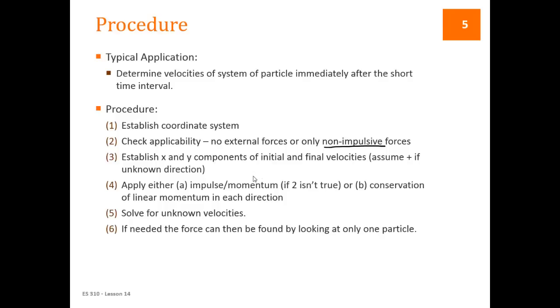Some of those will be unknown, so we can assume a positive direction if they're unknown. And then we apply our impulse momentum or our conservation of linear momentum, depending on whether or not we have impulsive forces. We solve for our unknown velocities, and if we need to, we can then back out the force acting on a given particle if we separate it from the system.